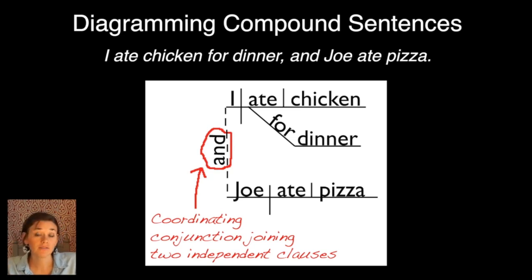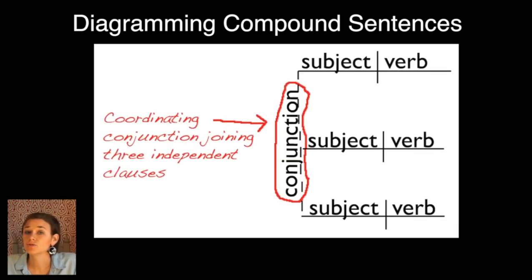Next, you are left with just your coordinating conjunction, and you draw a dotted vertical line between the 2 diagrams on the left side, and that is where you put your coordinating conjunction. If the conjunction joins more than 2 independent clauses, just stack your independent clauses and put your coordinating conjunction on a vertical dotted line that's connecting all of the independent clauses.